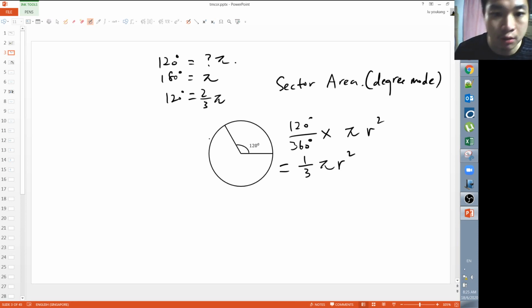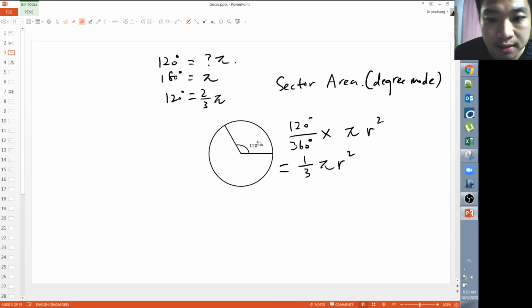How can you test whether this is correct or not? What you can simply do is put in your pi as 180 degrees. You actually see you get 2 times 60, which is 120 degrees. That shows your 2/3 pi is correct. I've just shown you the proof. Let me erase it and continue.